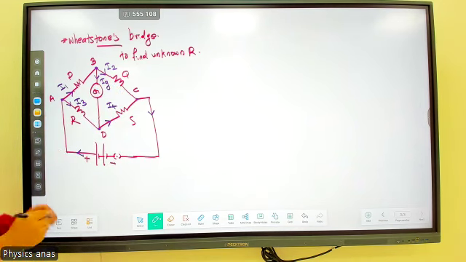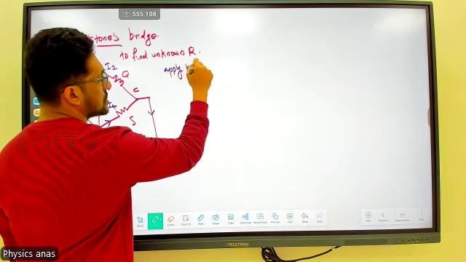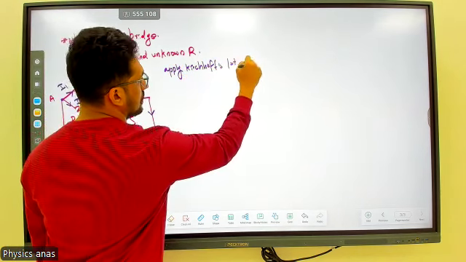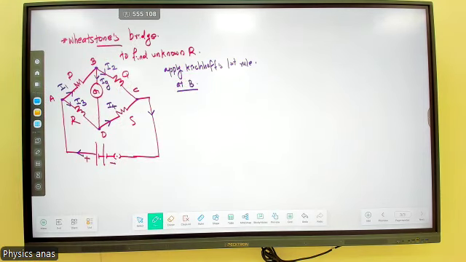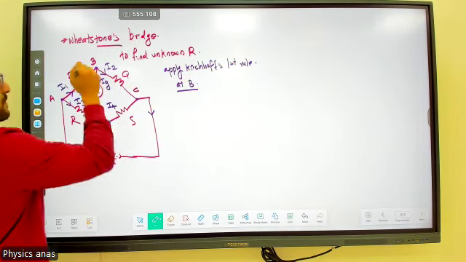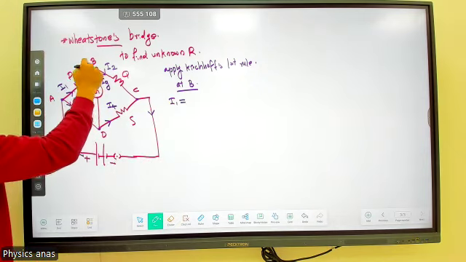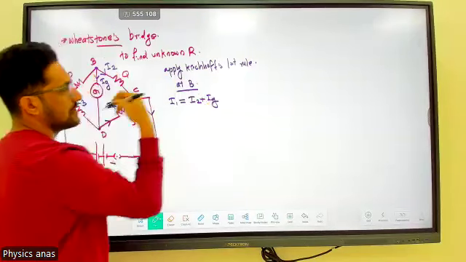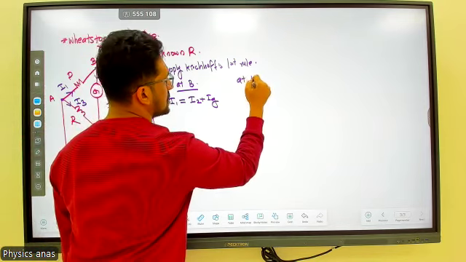Now apply Kirchhoff's first rule at B. What is Kirchhoff's first rule at B? I1 is equal to I2 plus Ig. Clear?